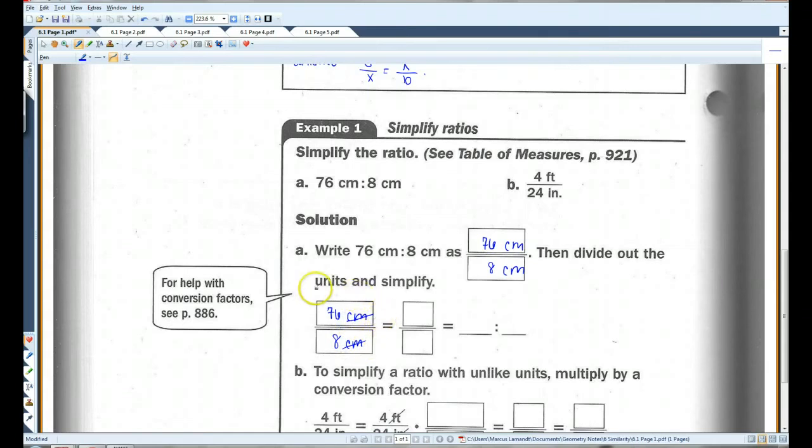Let's see here. If I were to divide this by 4, 4 goes into 76. 4 goes into 7 once. 76 19 times. 8 divided by 4 is 2. So, the simplified version of the ratio is 19 to 2. Make sure you put 19 to 2 and not 2 to 19 because 76 came first and then the 8. Alright, so the order does matter.